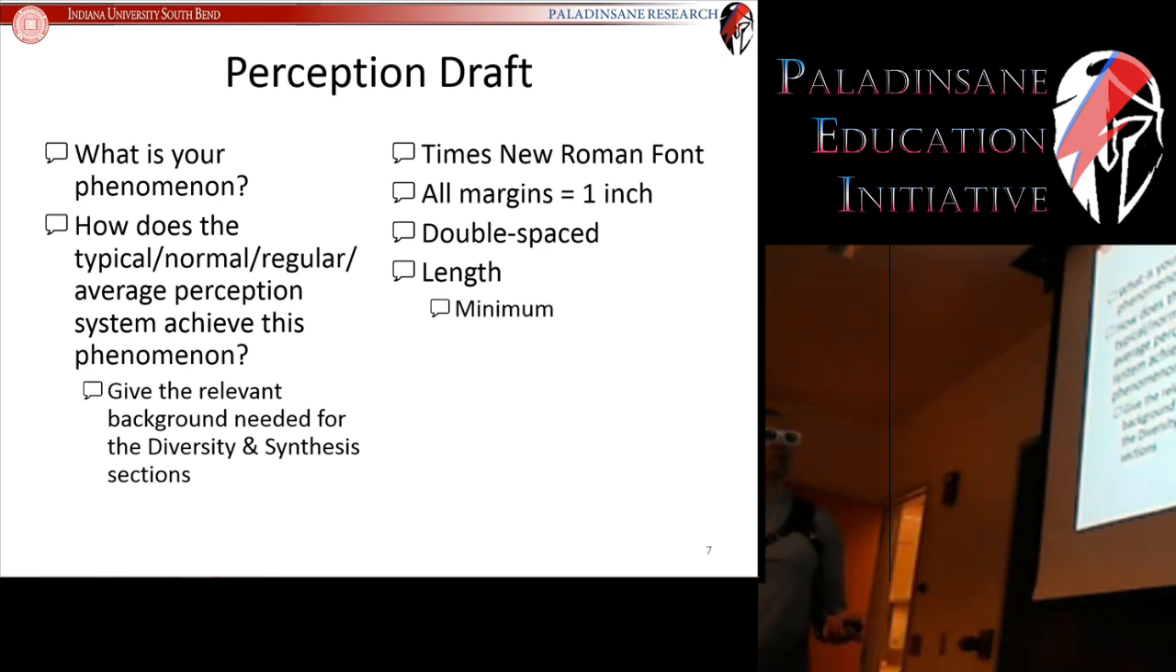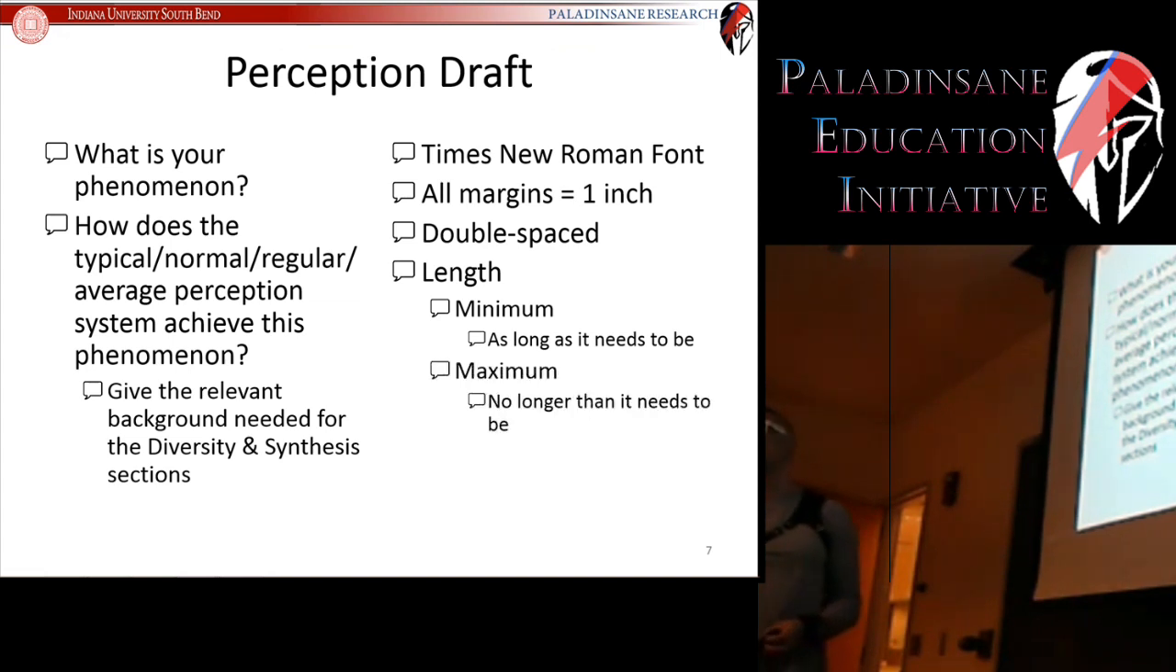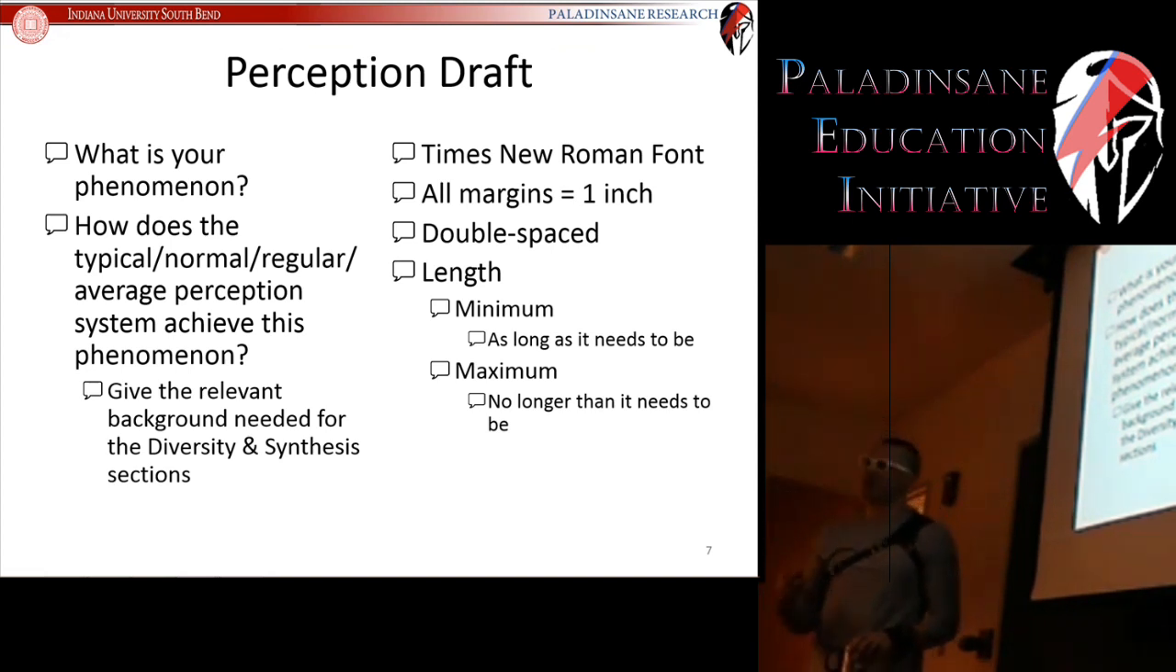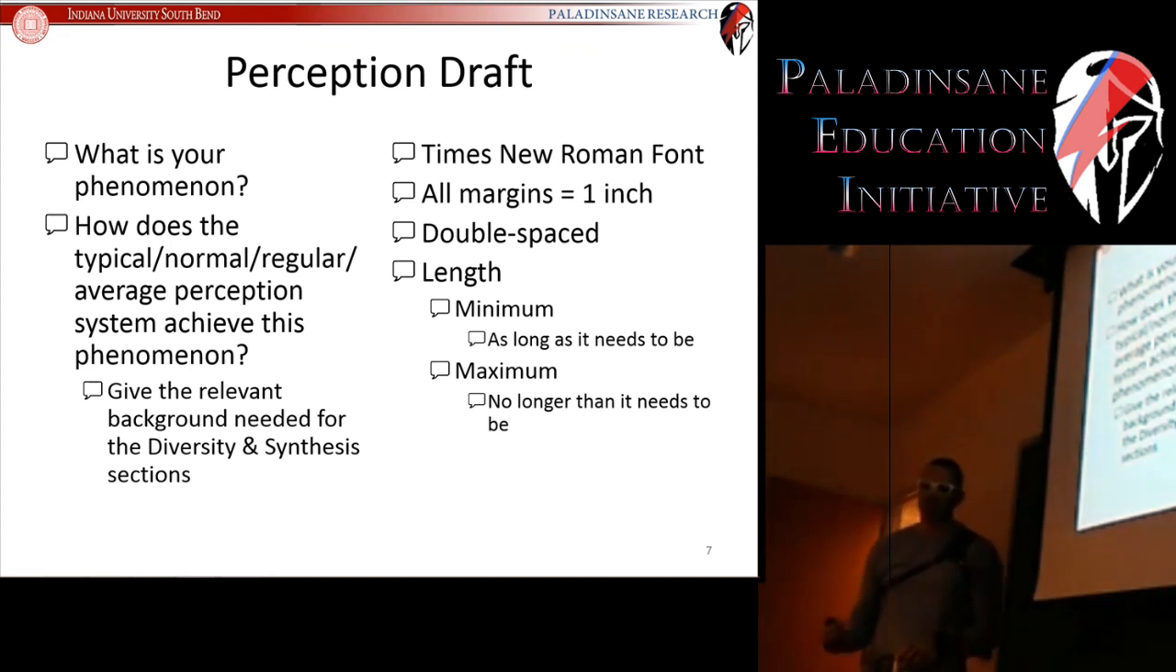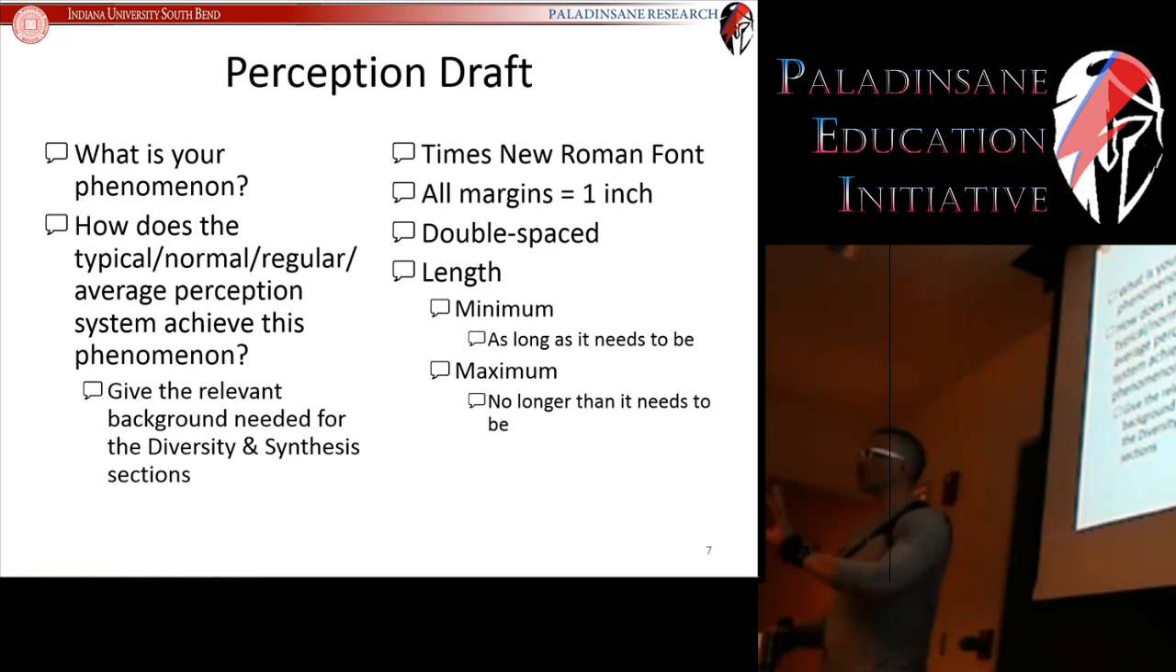There's a minimum that it needs to be. It needs to be as long as it needs to be. And the maximum is no longer than it needs to be. So that's not very helpful if you're looking for kind of hard and fast guidelines. But it's going to depend from student to student.